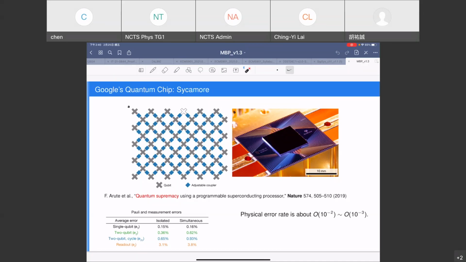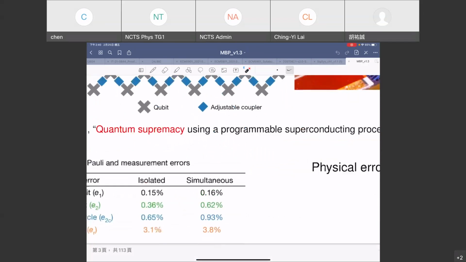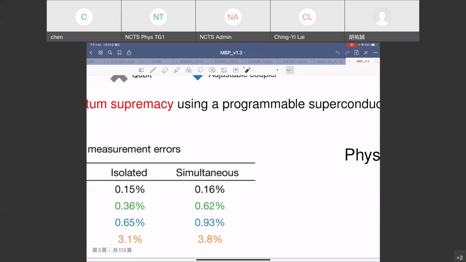And from the data they provided here, there are single qubit operations, two qubit operations, and measurement operations. So these are their error rates. You can see these numbers are from 10 to the minus 2 to 10 to the minus 3.